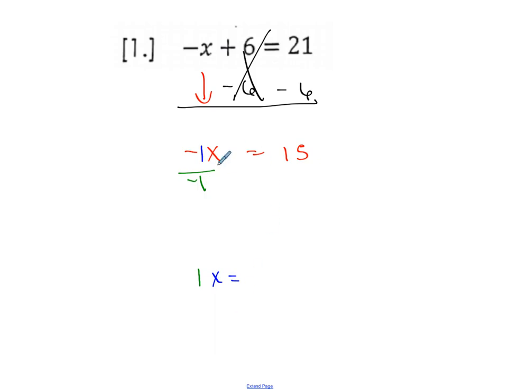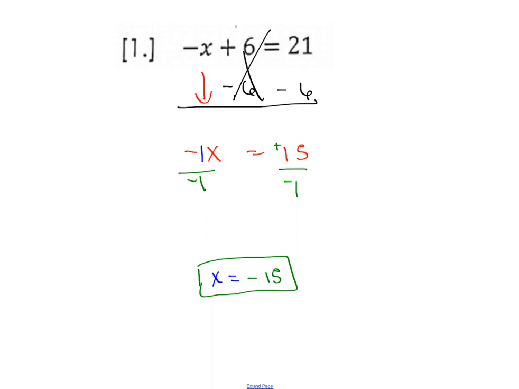What I do to one side, do to the other side. Divide by negative 1, positive 15 divided by negative 1 is negative 15. So 1x, or just x, equals negative 15. Any questions? So be careful for that negative x term. Make sure you get rid of that negative x, make it a positive x.